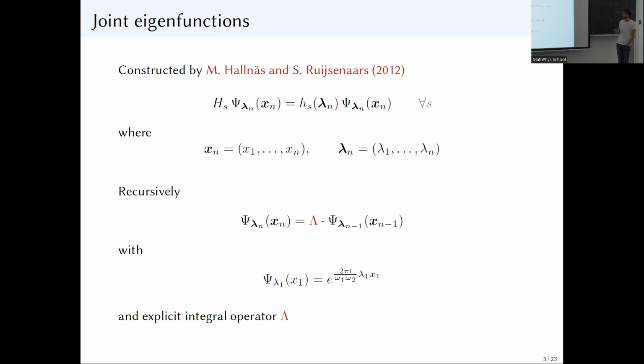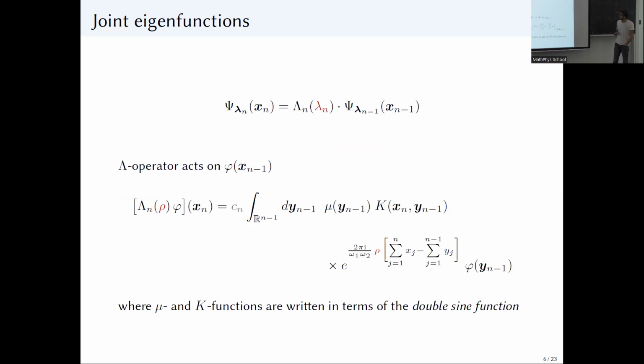So to explain how it looks, I need to write this kernel. As you remember, the dotted chain kernel consisted of some simple functions. Here there will be some different functions, but still the structure will be quite similar. So this operator lambda acts on the functions of coordinates.